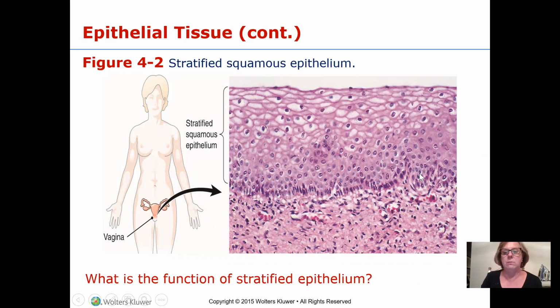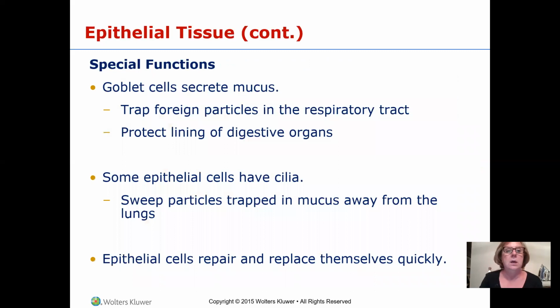So here is a stratified. And if you note, there are many layers thick here, stratified, and we find this in the vagina. You will find the stratified layered squamous cells in areas where you are connecting with the outside world, like inside your mouth, in the vagina, where you can have some abrasions.